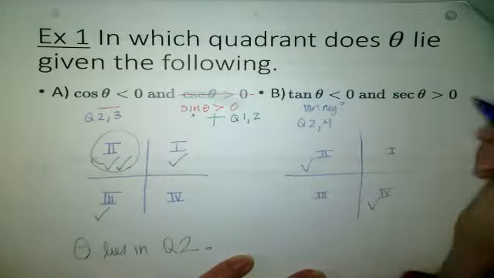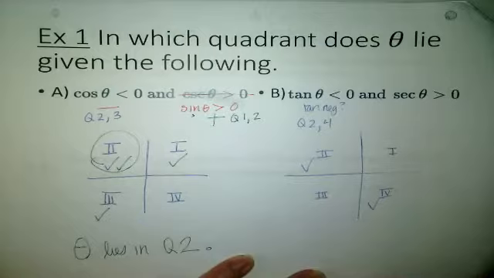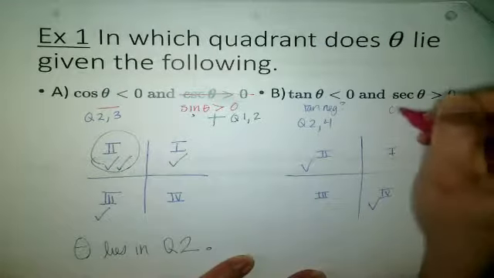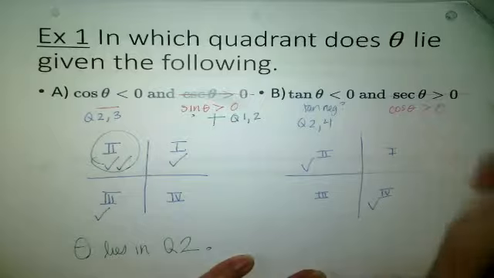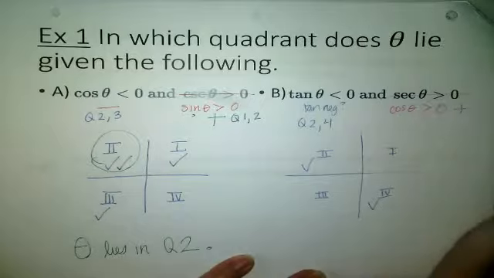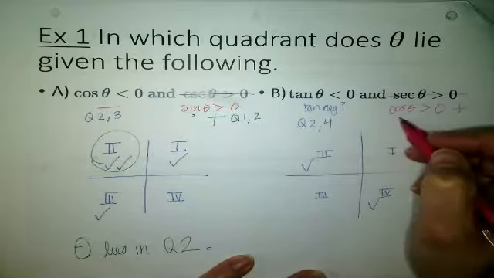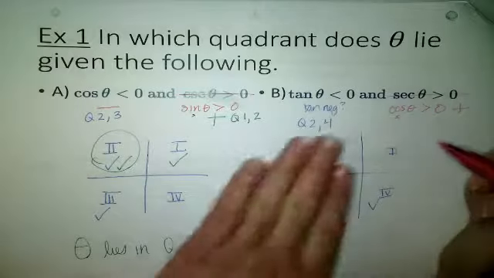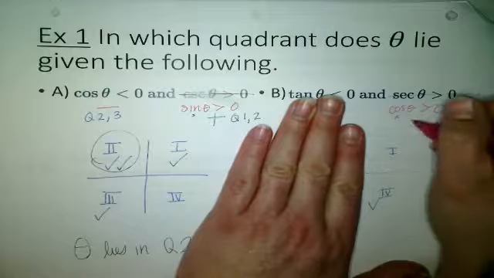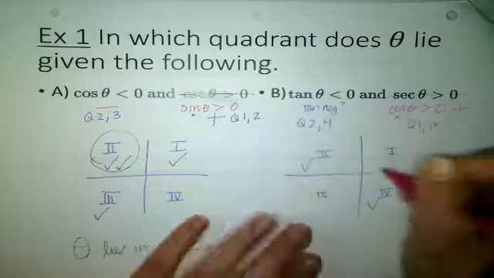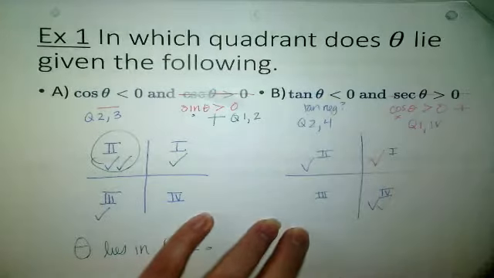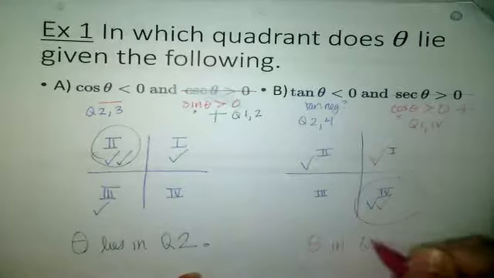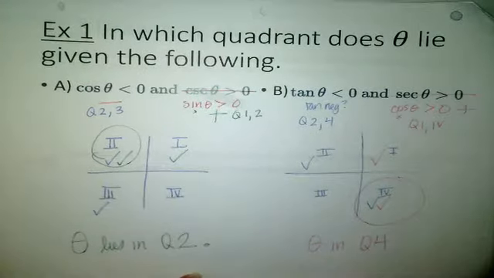Okay. Where is secant? I don't care about secant. Secant is the reciprocal of cosine. So where is cosine positive? Cosine are the x values. X's are positive over here. So that's quadrants 1 and 4. So check mark in 1, check mark in 4. Which one works for both? Theta in quadrant 4. That's it.